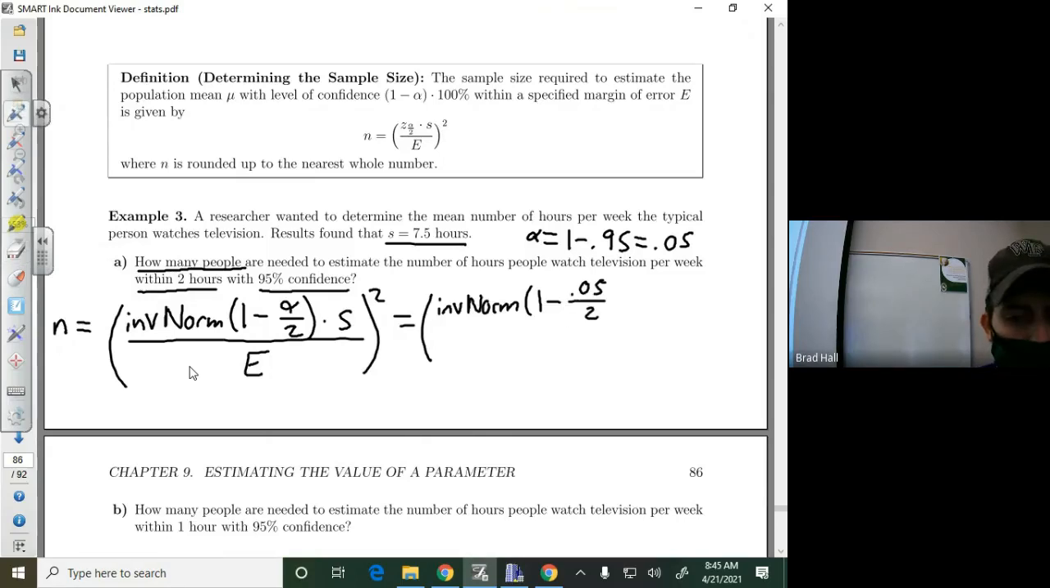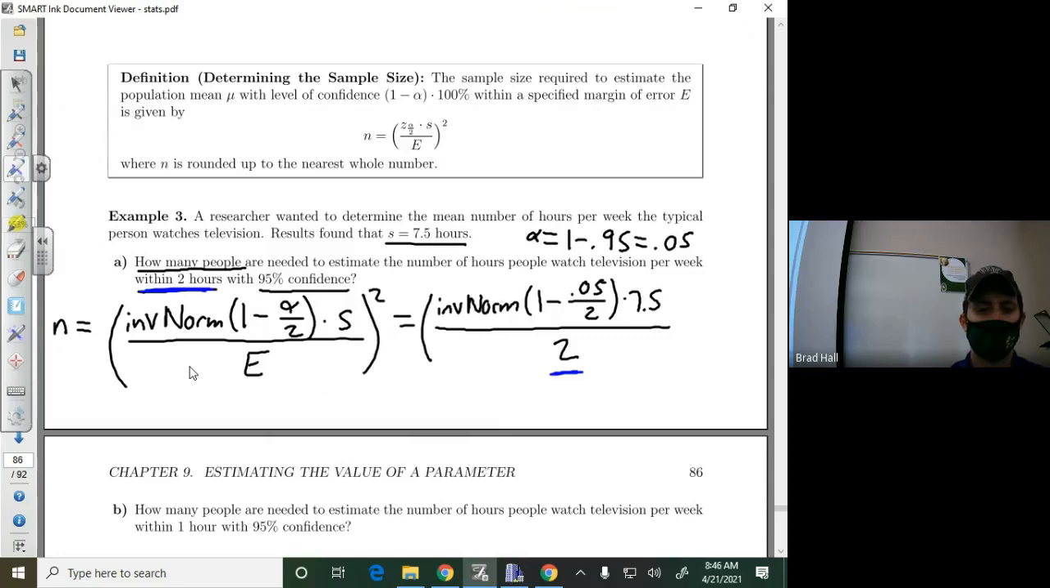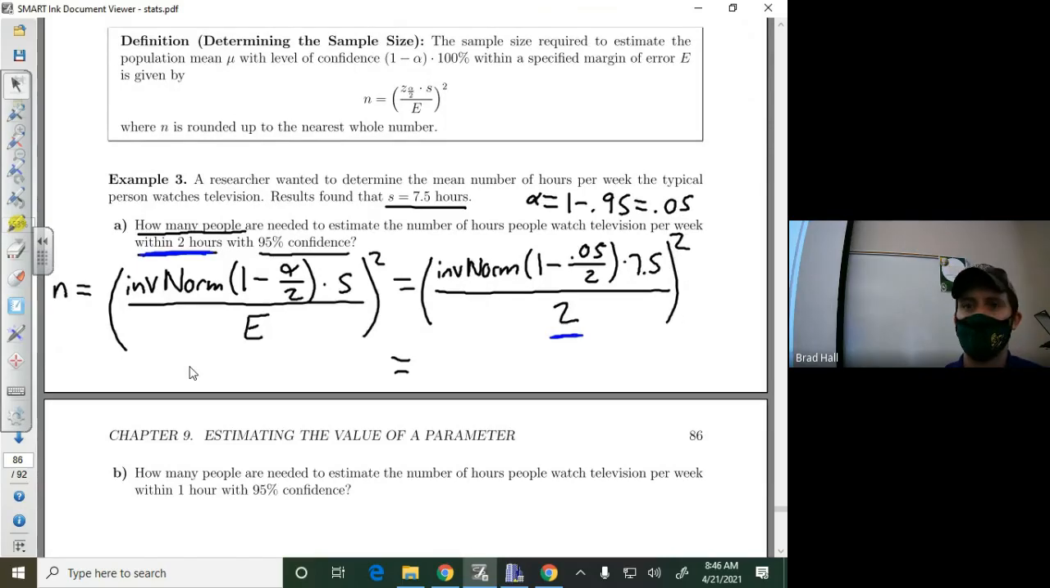0.05 divided by 2. The sample standard deviation was given to us as 7.5. And all of this is divided by the error. All they tell us for the error is within 2 hours. That's all they say. So that means our error is actually just 2. That comes from within 2 hours. So we can use 2 for within 2 hours. And we square that. And whatever the calculator tells us after this messy computation, that's the number.